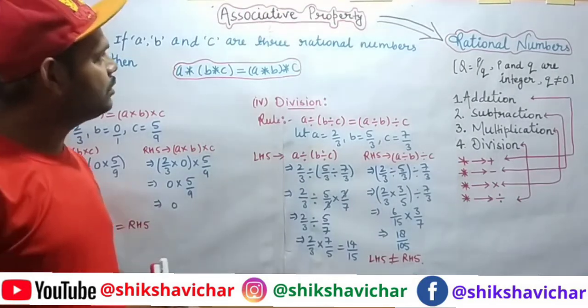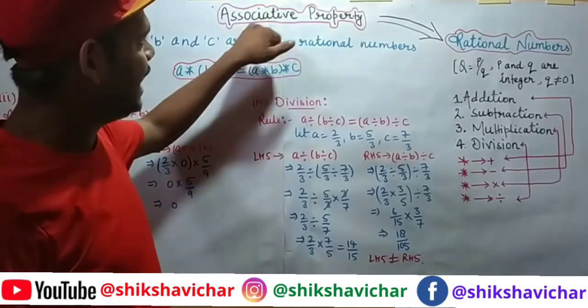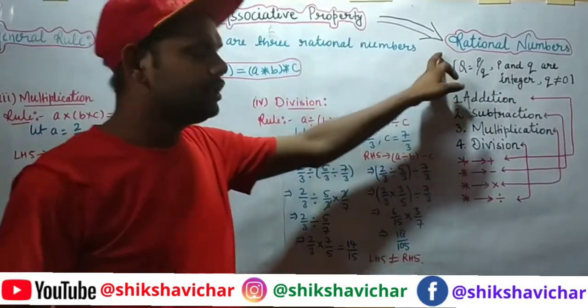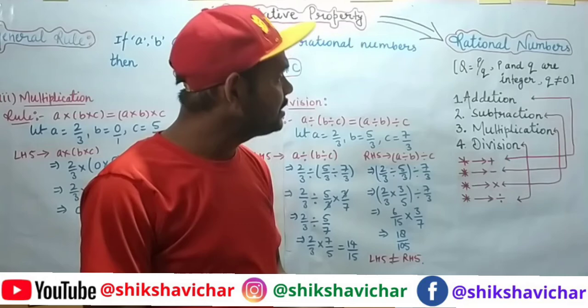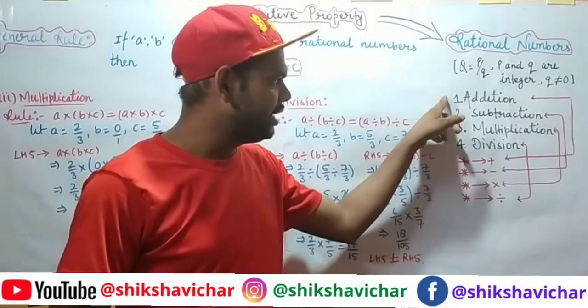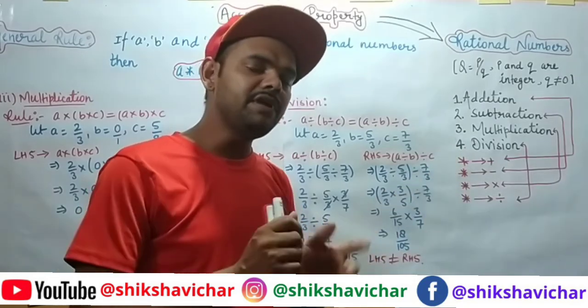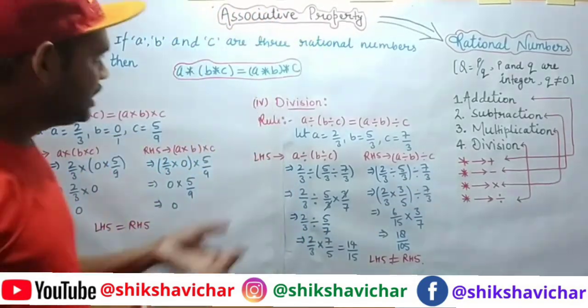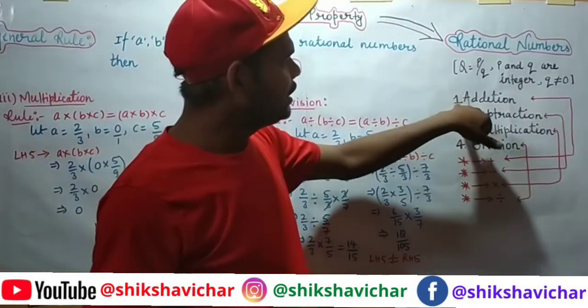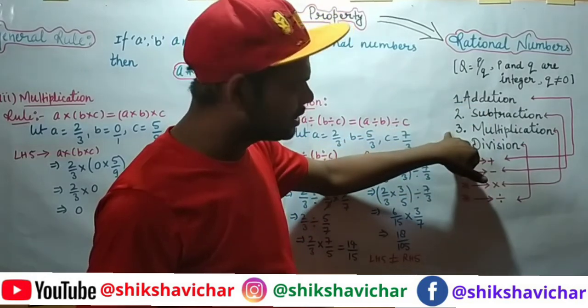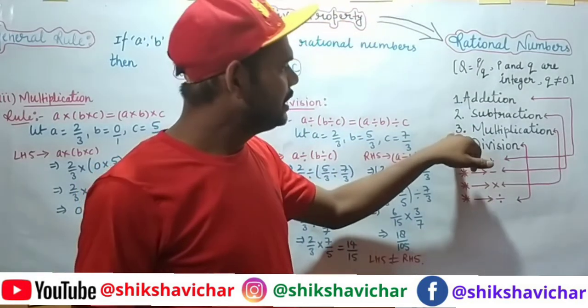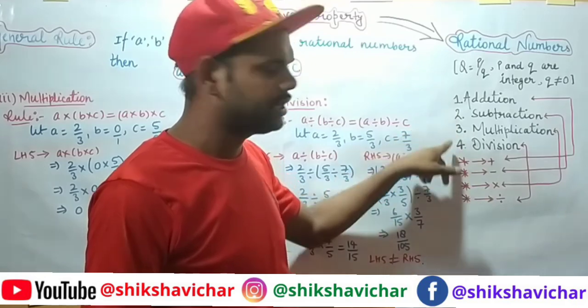So this was the video in which we discussed the associative property for rational numbers. We discussed this property with respect to addition, subtraction, multiplication and division, and we showed that this property is satisfied under addition and multiplication, and not satisfied in the case of subtraction and division.